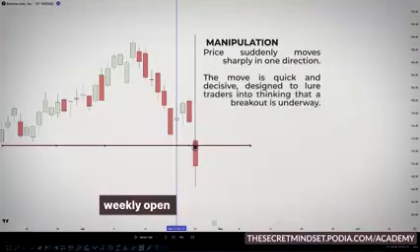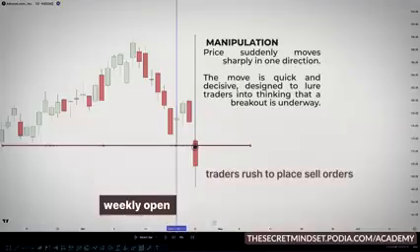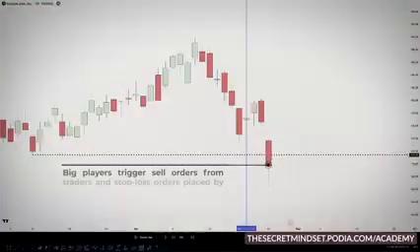The price suddenly moves sharply in one direction. This move is quick and decisive, designed to lure traders into thinking that a breakout is underway. For example, if the weekly candle opens and trades near the opening level for a few days, and suddenly the price shoots down, most retail traders will interpret this as a strong bearish signal. They believe that the market is about to go down and rush to place sell orders. This is exactly what the big players want.